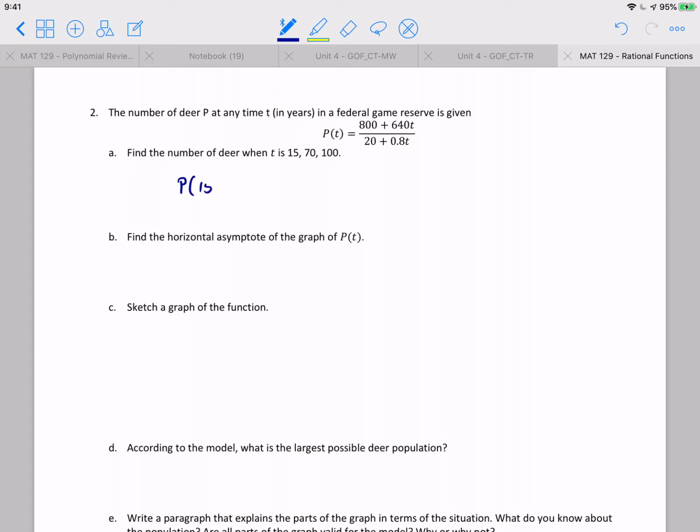So here we're just literally plugging in values for t. If I plug in 15, I get 325, if you work that out. Plug in 70, you get 600. And if you plug in 100, you get 648. So just real simple substitution and working it out.